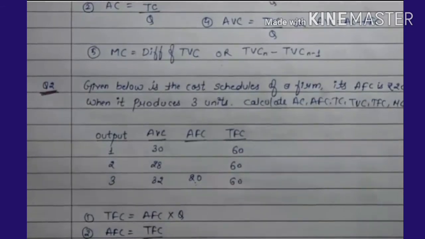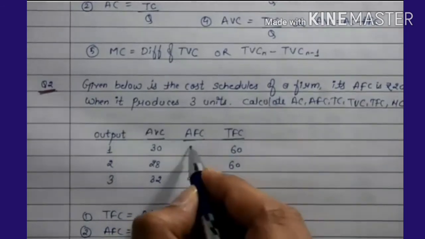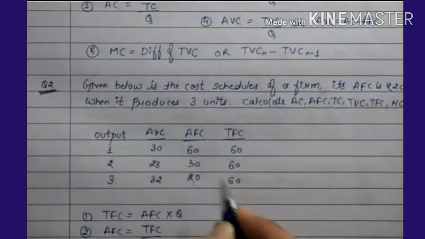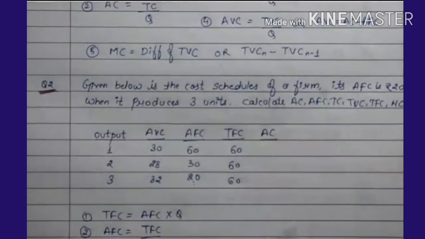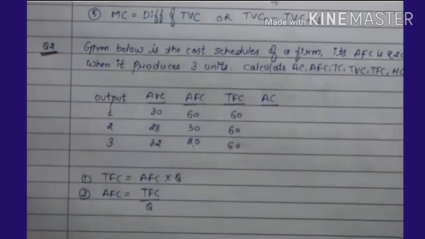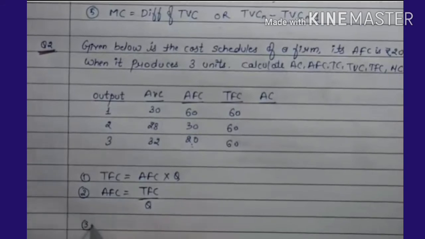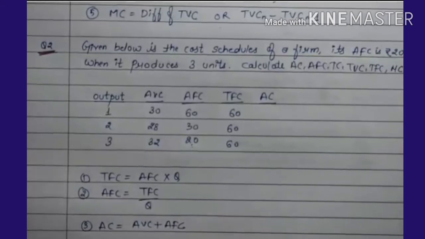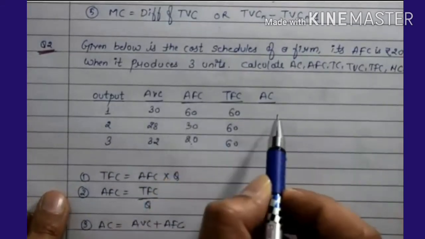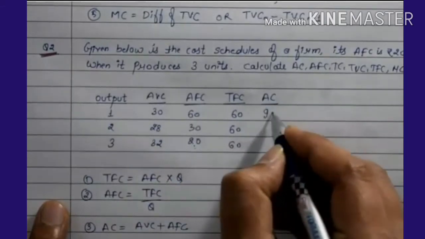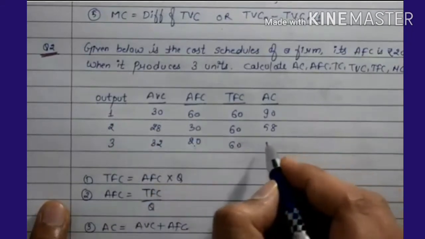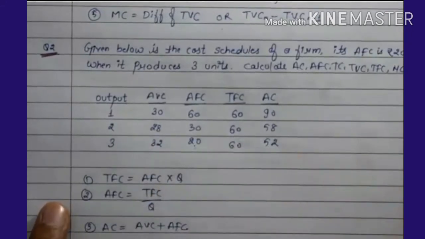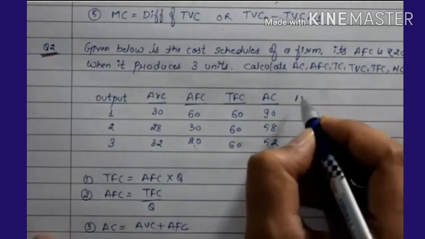AFC is equal to TFC by Q. So first TFC: 60 by 1 is 60, 60 by 2 is 30, and 60 by 3 is 20. So next, AC. How will you find AC? AC is equal to AVC plus AFC. So you can add both and find: 60 plus 30 is 90, 28 plus 30 is 58, 32 plus 20 is 52. Hope you understood.